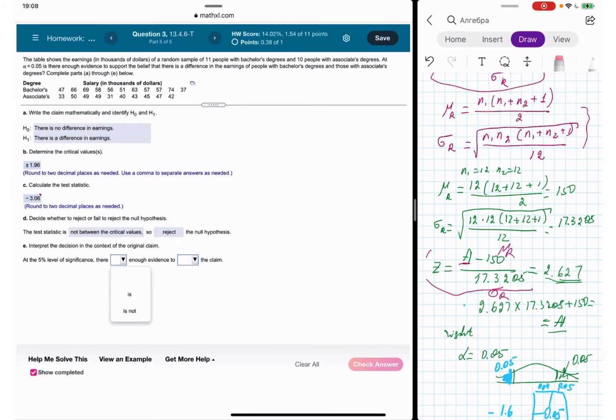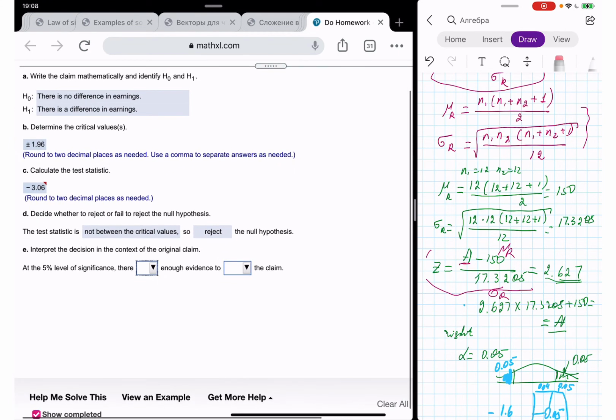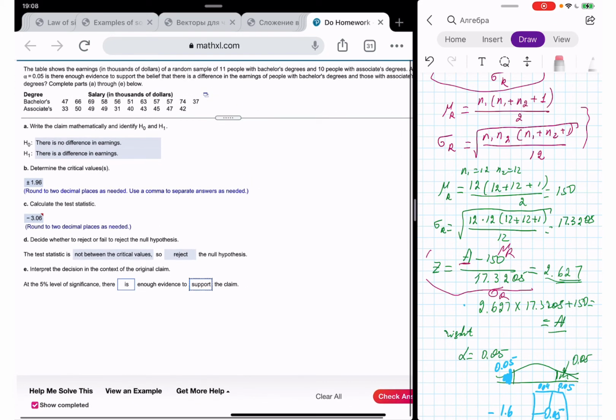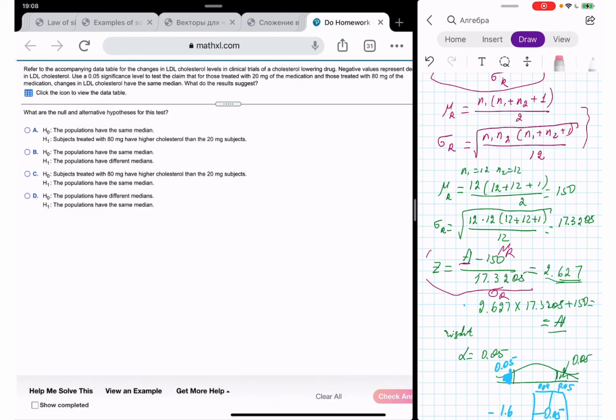And lastly, interpretation. At the 5% significance level, since we are doing interpretation regarding the alternative hypothesis, we are saying that there is enough evidence to support, because if we reject the null, then we support the alternative. And our claim is the alternative.